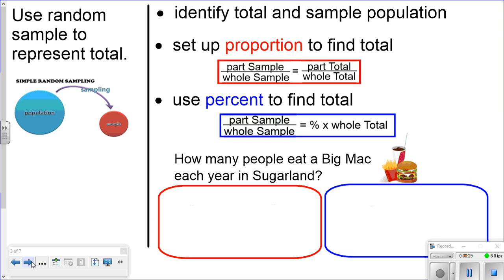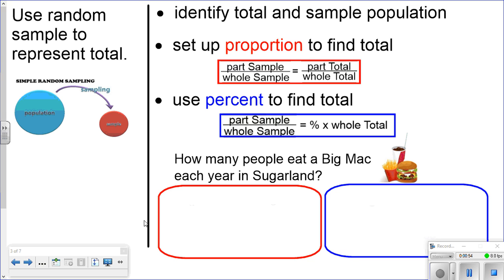So when we use a random sample to represent the total, we have to identify the total in our sample population. We can set up the proportion, part of the sample to whole of the sample equals part of the total to whole of the total, or we can use a percent to find the total. So we would set it up as part of the sample over whole, just divide those to get the percent, and then multiply that by the total.